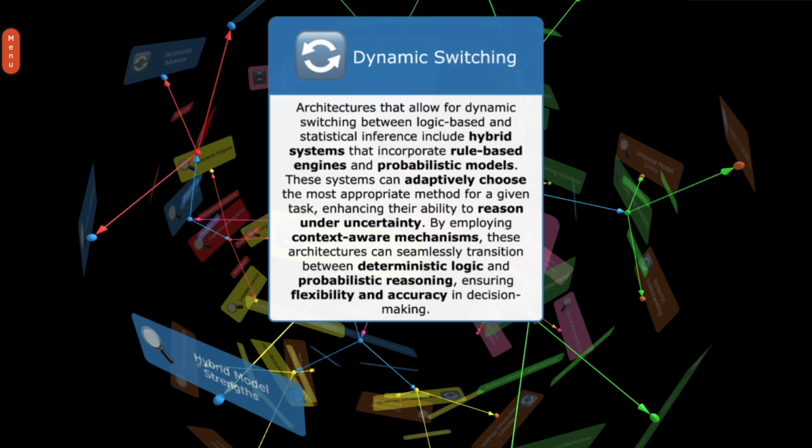Architectures that allow for dynamic switching between logic-based and statistical inference include hybrid systems that incorporate rule-based engines and probabilistic models. These systems can adaptively choose the most appropriate method for a given task, enhancing their ability to reason under uncertainty. By employing context-aware mechanisms, these architectures can seamlessly transition between deterministic logic and probabilistic reasoning, ensuring flexibility and accuracy in decision-making.